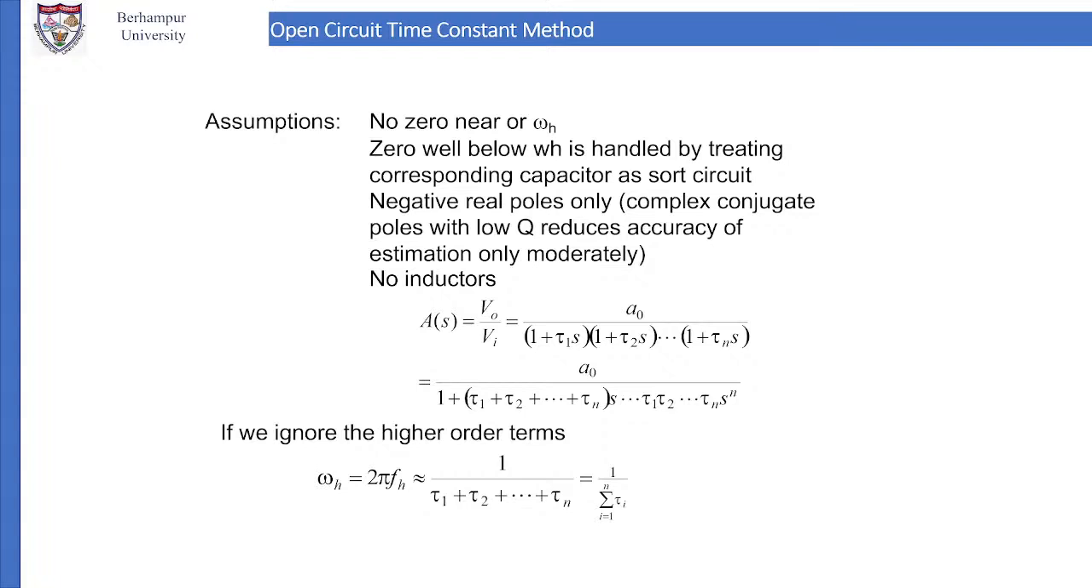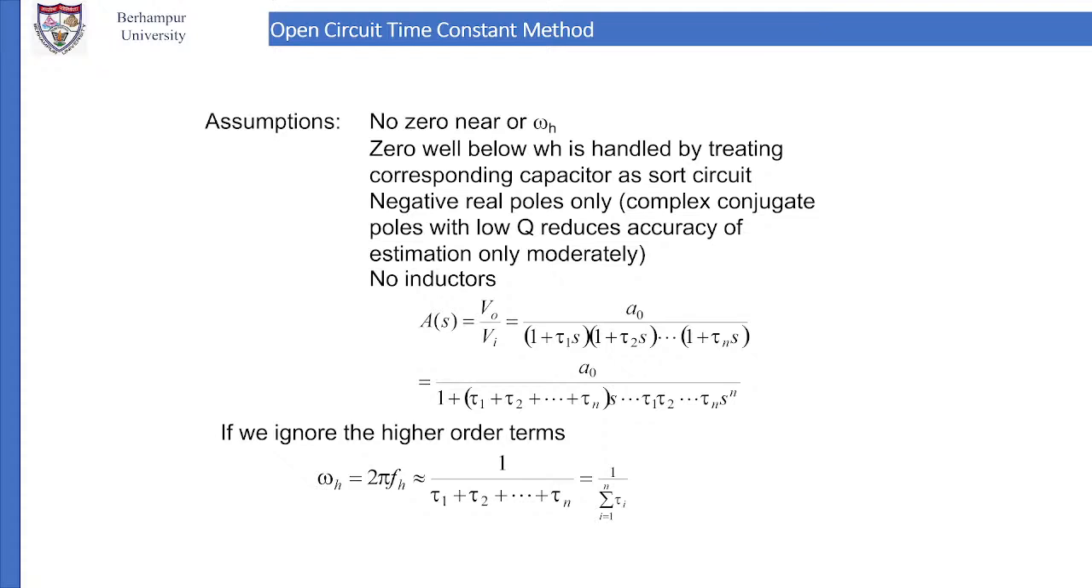Now let us consider the OCT method. For this, the assumptions are: no zero near or at omega H. So there is no zero when omega is equal to omega H, and the numerator will not go to 0 when omega is equal to omega H. Any zero will be well below omega H, and that is handled by treating the corresponding capacitor as a short circuit. So that is the second assumption.